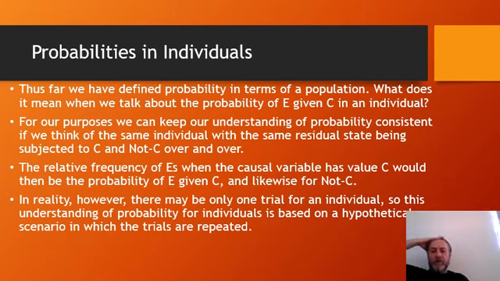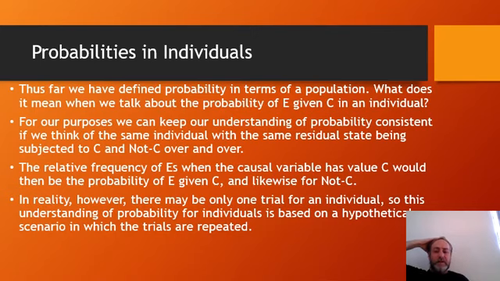Think back to our marbles. We said the probability of red in the population of marbles being 0.5, we're talking about half the marbles being red. Now we're talking about probabilities in an individual, like in a particular marble or a rat or a person. So what does that mean for our purposes?